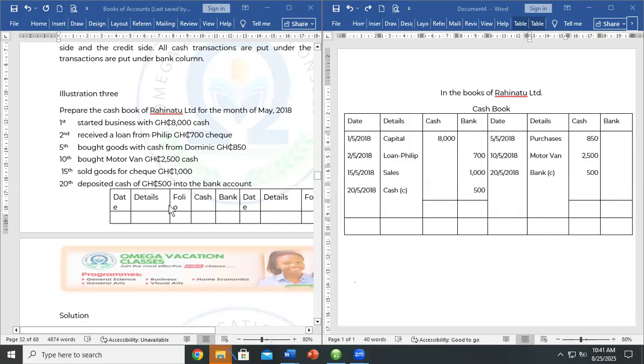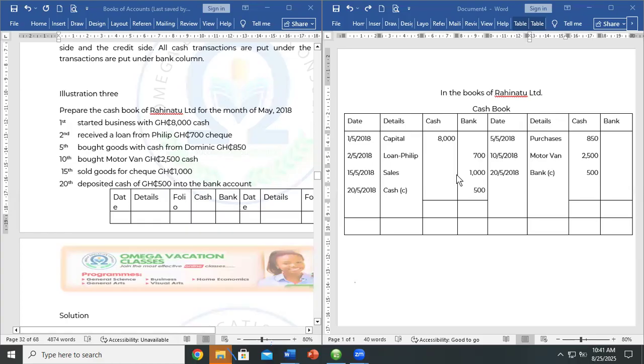So contra entries do not only happen in the cash book. They can happen in the sales ledger, in the purchases ledger, or even the general ledger. So they can happen anywhere. But how do you know it's a contra entry? You know it's a contra entry because both the debit and credit are affecting the same ledger. And for that matter, they will cancel each other out.